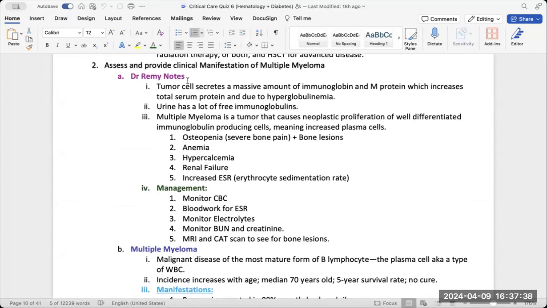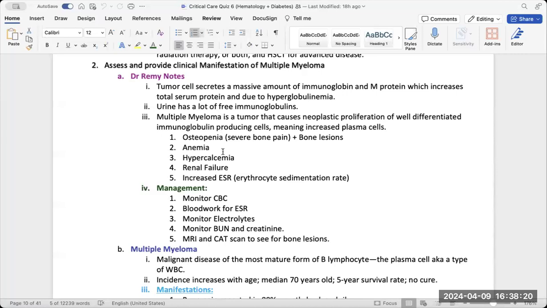The next question is assess and provide clinical manifestations of multiple myeloma. So multiple myeloma is basically a tumor of the bones, essentially. It's a neoplastic proliferation of well-differentiated immunoglobulin-producing cells, which basically means there's an increase in plasma cells, and there's a problem with them, which is causing a lot of bone pain, because myeloma means relating to the bone. So there are tumors of the bone, okay?